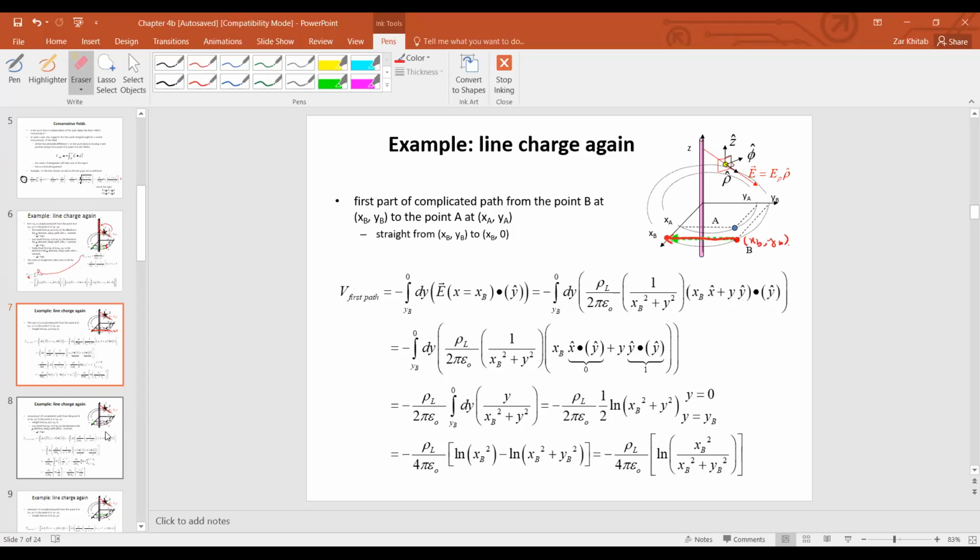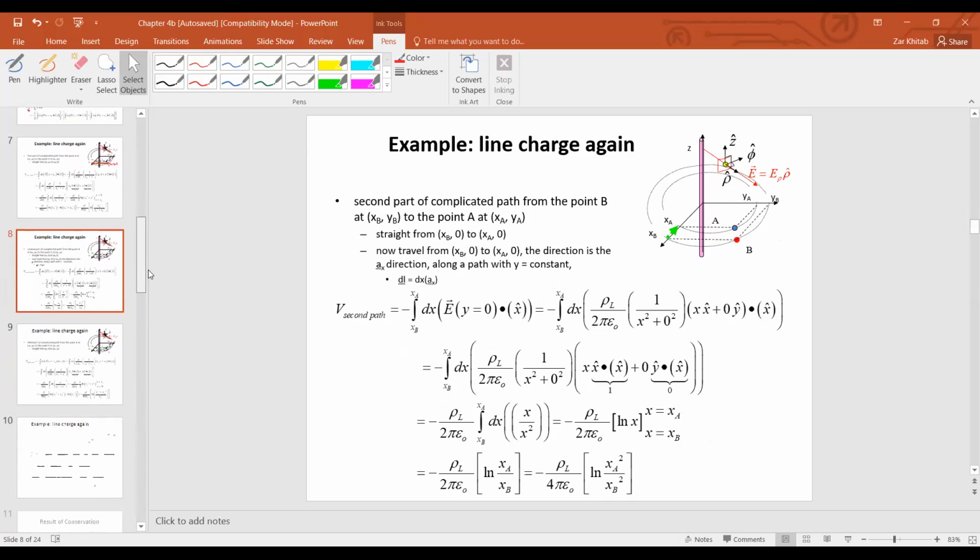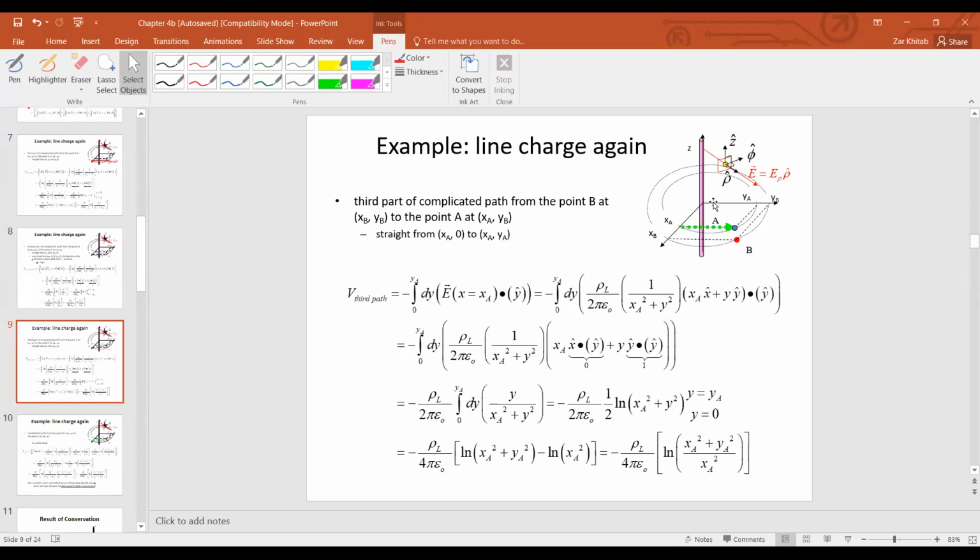In the next path, from xb to xa, in the denominator you get xb square and in the numerator you have xa square. So this is what we worked out last time. And then in this path again, the coordinates of the initial point, which is xa square, and the coordinates of the final point, which is xa square plus ya square. Okay, any question here?